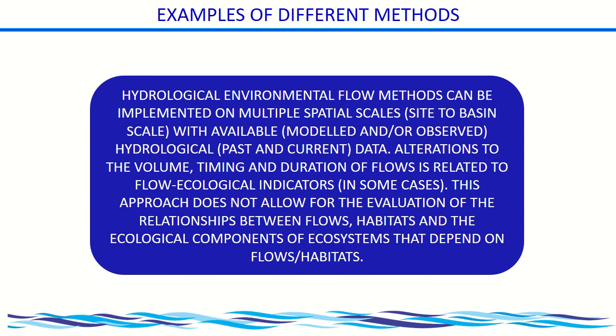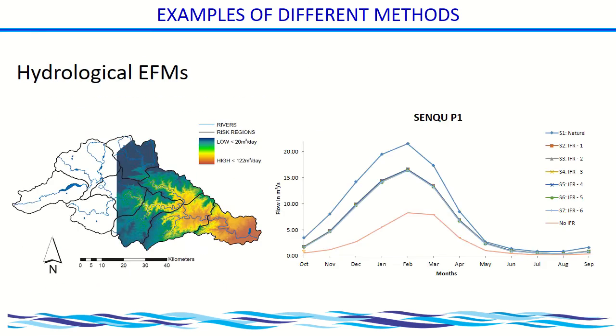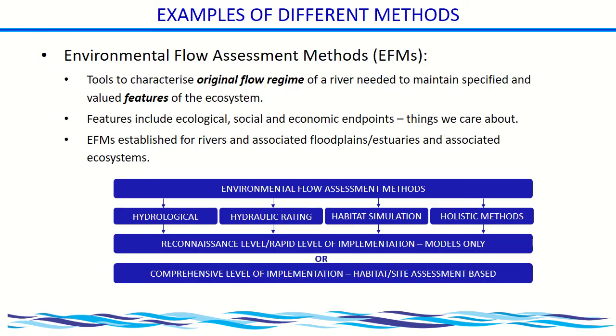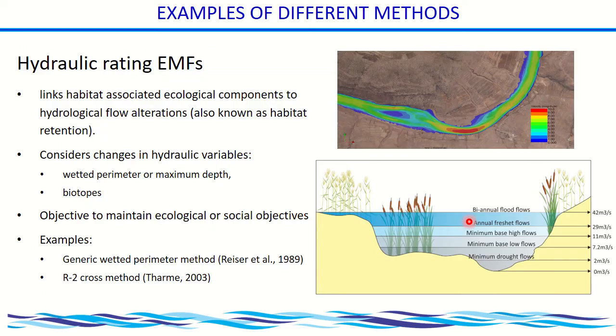The next one is hydraulic rating environmental flow assessment methods. So guys, again, I'm going to be presenting each one of them. For this, I'm probably going to ask you to understand the differences between hydrological methods, hydraulic rating methods, habitat simulation methods, and holistic methods. So the next one, after hydrological methods, is hydraulic rating methods.